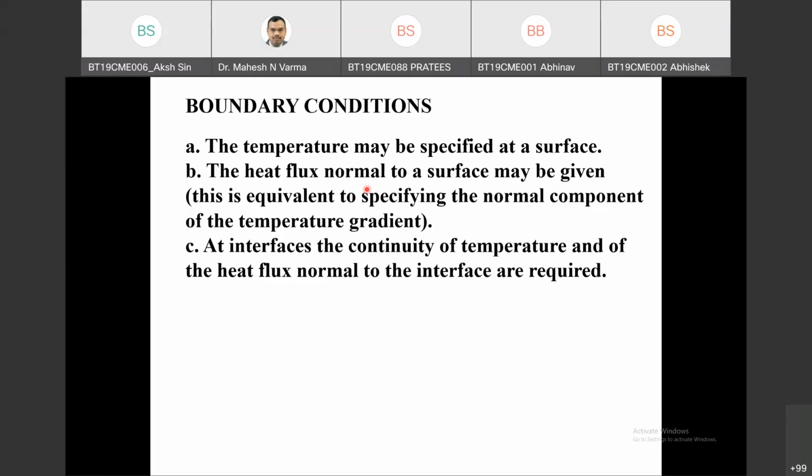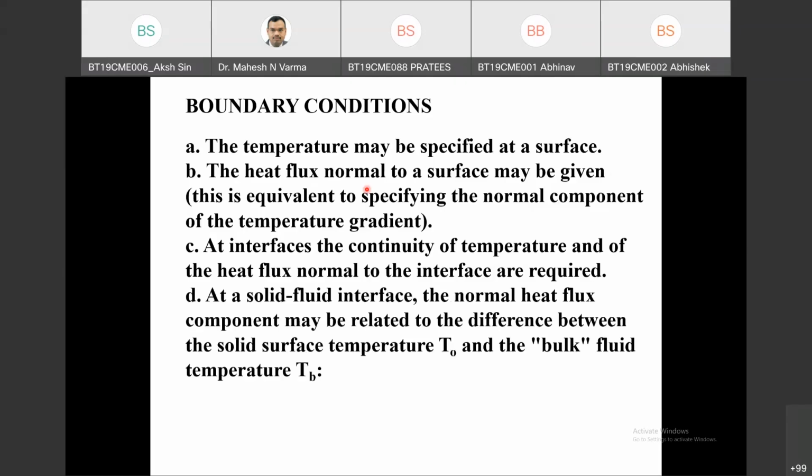In addition, because it is very common in heat transfer to have convection, convective heat transfer is there in association with conductive heat transfer. So some additional changes will be there. So this is a solid fluid interface. When there is a solid fluid interface, there will be convective heat transfer. At a solid fluid interface, the normal heat flux component may be related to the difference between the solid surface temperature and the bulk fluid temperature.